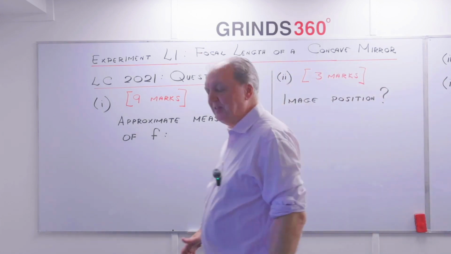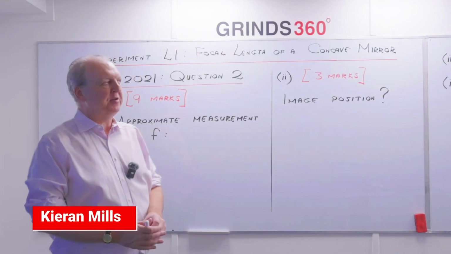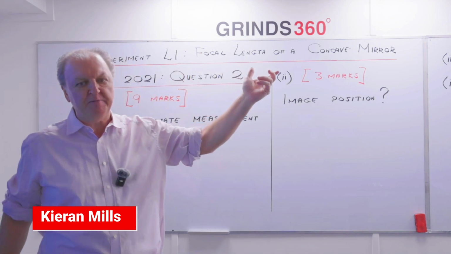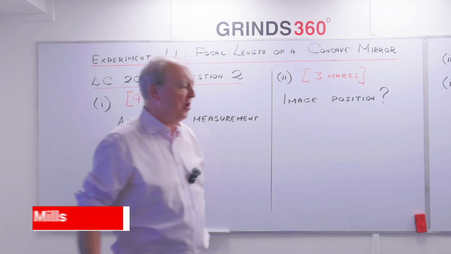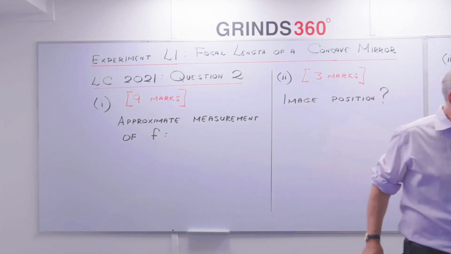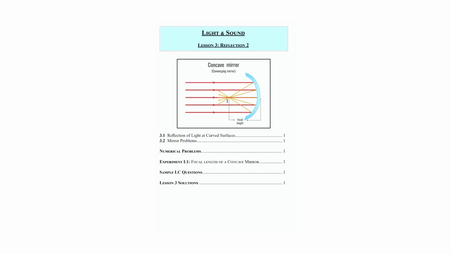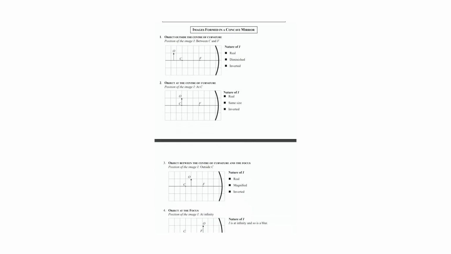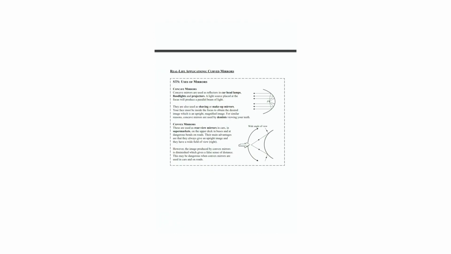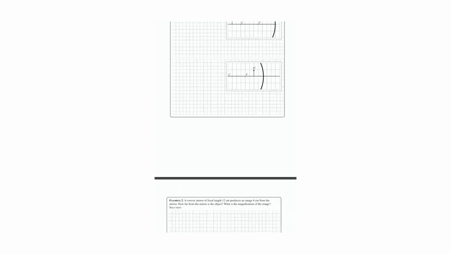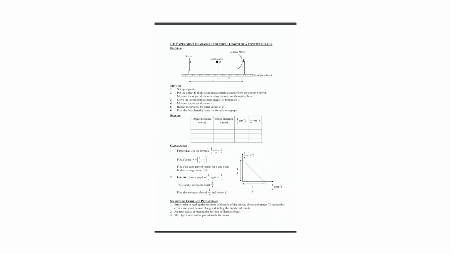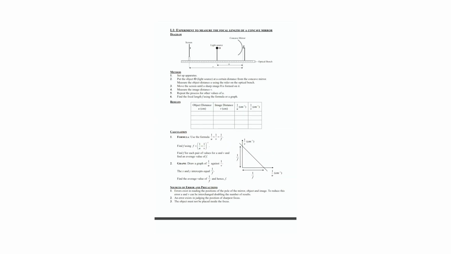So, in this lesson, we're going to look at experiment L1. L1 is an experiment to find the focal length of a concave mirror. So what I want you to do is go to your notes. We're in lesson number 3 at the moment, on light and sound, reflection 2, and go to the experiment at the very end, towards the end of those sets of notes. So here's my experiment, L1, experiment to measure the focal length of a concave mirror.